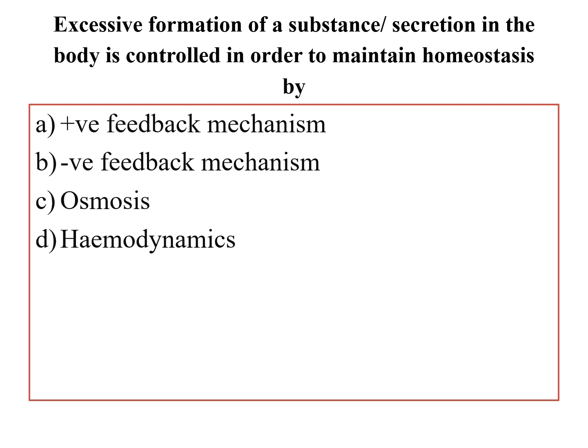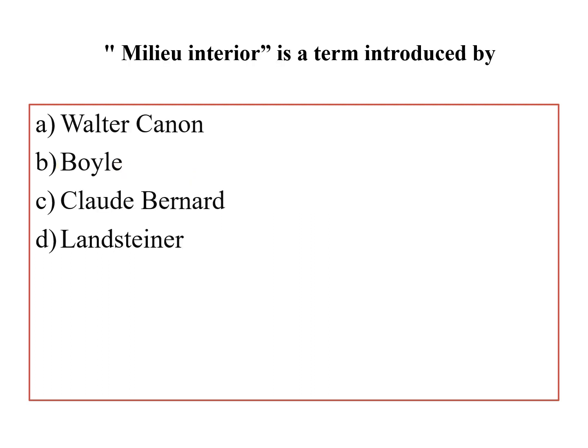Excessive formation of a substance or secretion in the body is controlled in order to maintain homeostasis by: positive feedback mechanism, negative feedback mechanism, osmosis, hemodynamics. So which will be the answer? Yes, it is negative feedback mechanism. Whenever there is increase or decrease in the substance, negative feedback mechanism will bring the substance back towards the normal level. So that is negative feedback mechanism. It works in the opposite direction. Positive feedback mechanism works in the same direction.